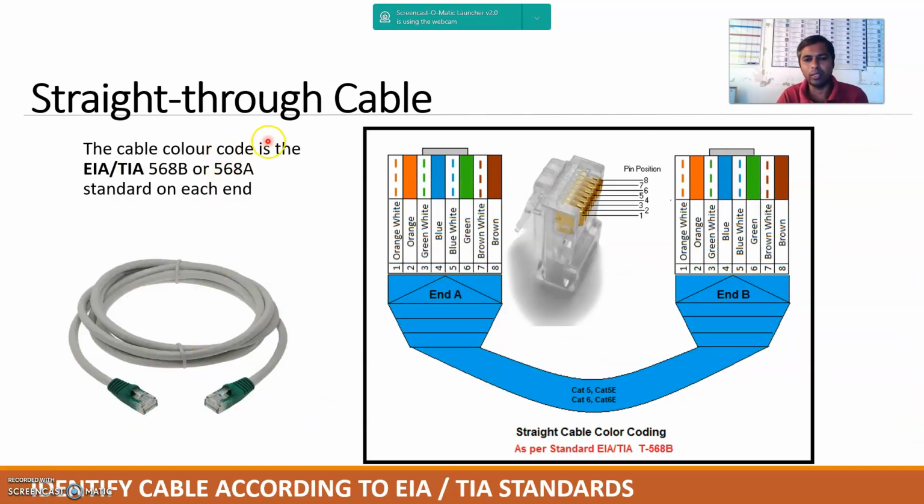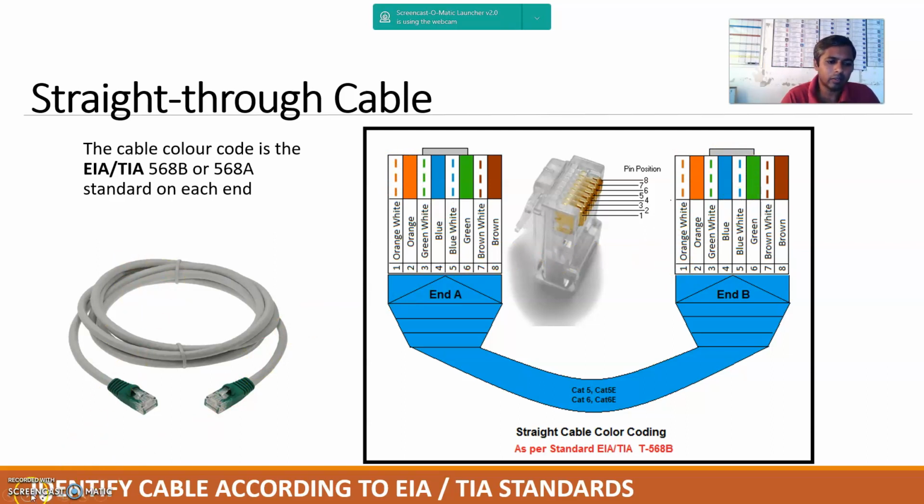One is the straight through cable. We prepare the straight through cable with two terminators at the cable ends, using the RJ45 connector. One end uses 568B and the other side is also 568B. The same standard is used on both ends of a straight through cable: one end 568A, second end 568A, or one end 568B, second end 568B. Starting with white orange on both ends, or starting with white green on both ends.